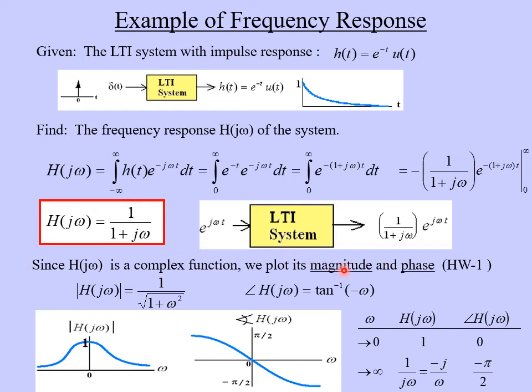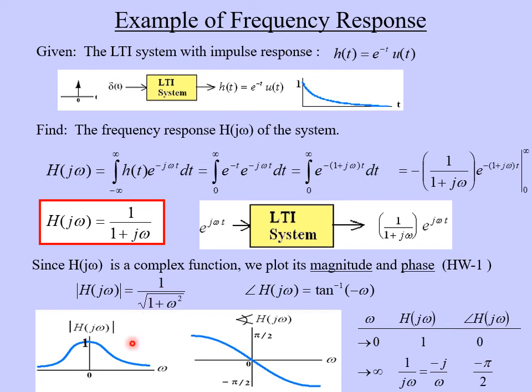Now, since h of j omega is a complex function, and it usually will be, we're going to plot its magnitude and phase. Well, the good news here is you already did this. If you go back to homework 1, one of the problems was to plot the magnitude and phase of this function right here. You used the Pythagorean theorem to find the magnitude, and you used right triangle trigonometry to find the phase angle. So here were the results. H of j omega, the magnitude, looks something like this. And this is the phase plot over here. These two plots together comprise the frequency response of this system that was given to us.